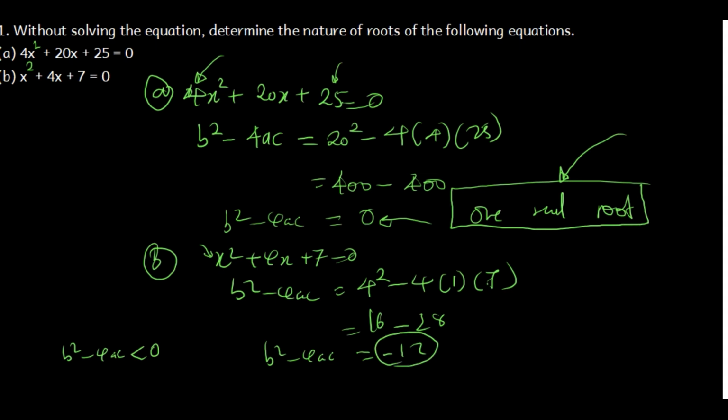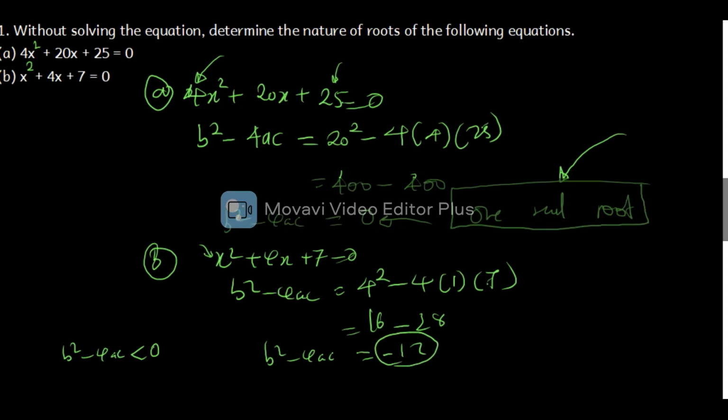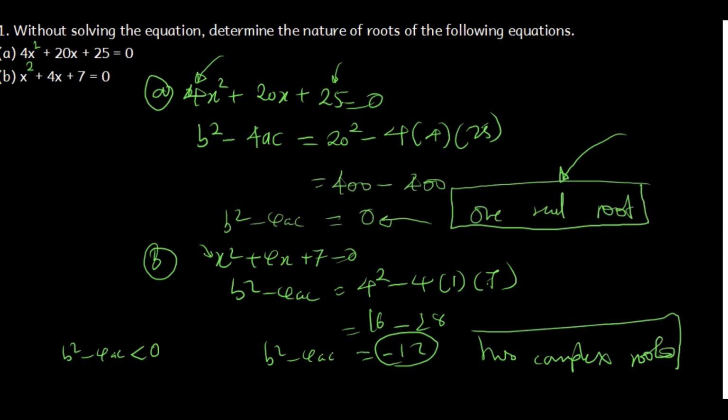So because it's a negative number, that means this equation doesn't cut the x-axis. So we have got two complex roots. That becomes the nature of that equation.